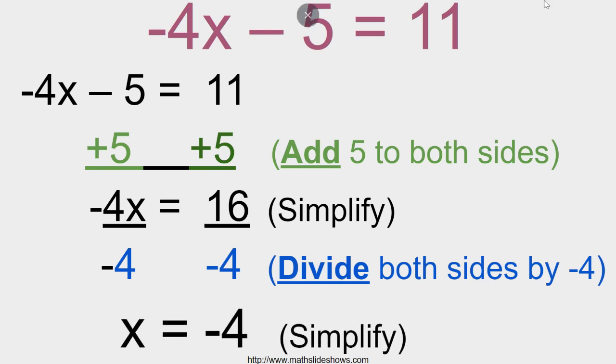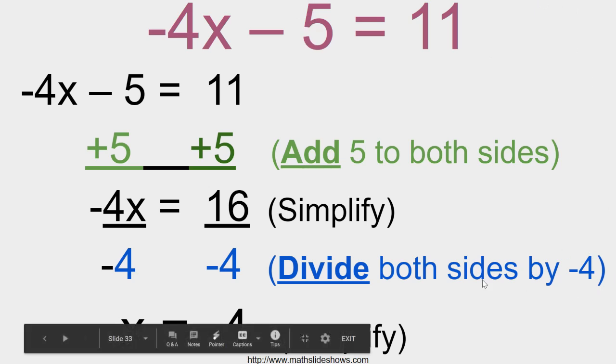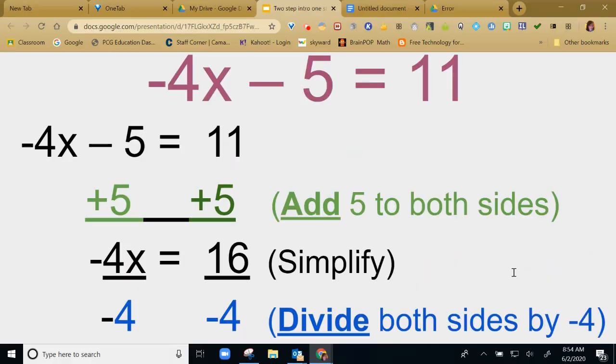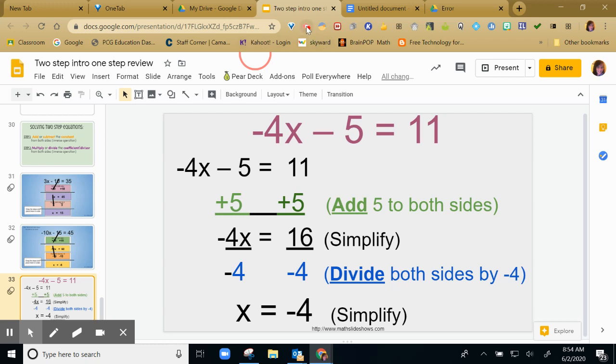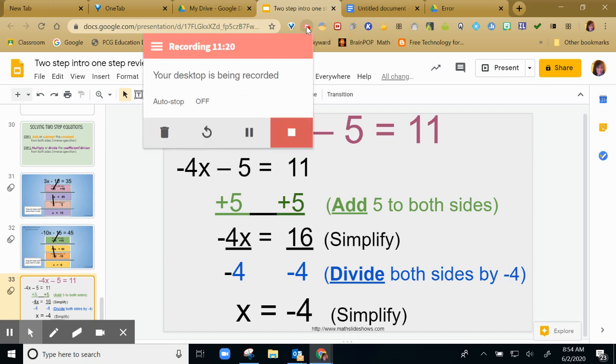Okay, so there you go. That is how we solve two-step equations. Hope that is helpful, and you will be able to get your hands on some problems like this very soon.